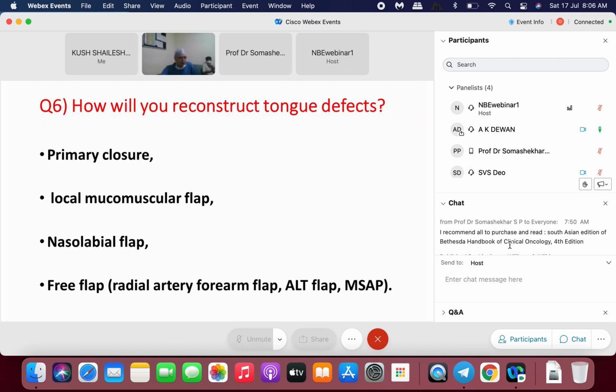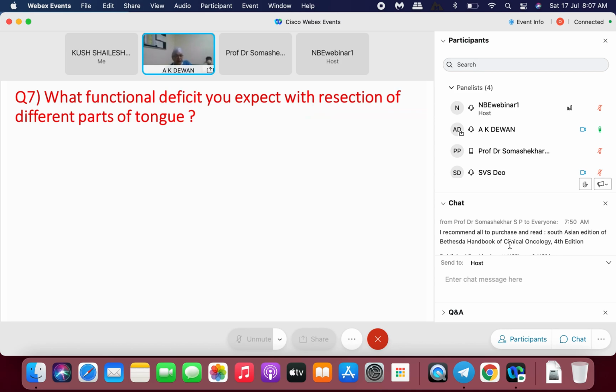Closure, local mucomuscular flap, nasolabial flap, free flap, if you have the facilities. Most likely in this case, primary closure should be possible. But these are the various ways. What functional deficit you expect from dissection of different parts of tongue? This is a general question.